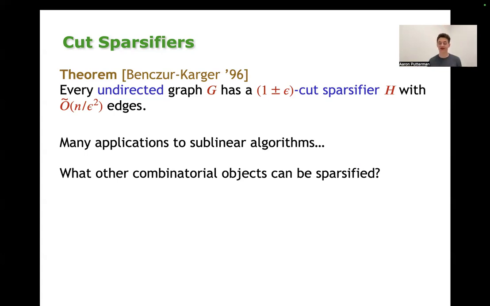Motivated by this applicability to sublinear algorithms, in recent years people have shifted their focus to understand what other combinatorial objects are amenable to sparsification. So far, the most abstract notion in which we study sparsification is something called CSP sparsification.